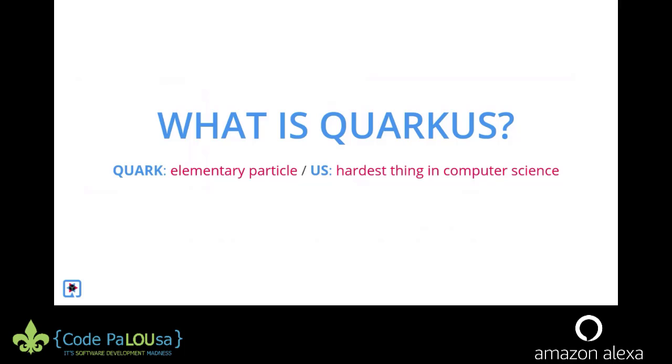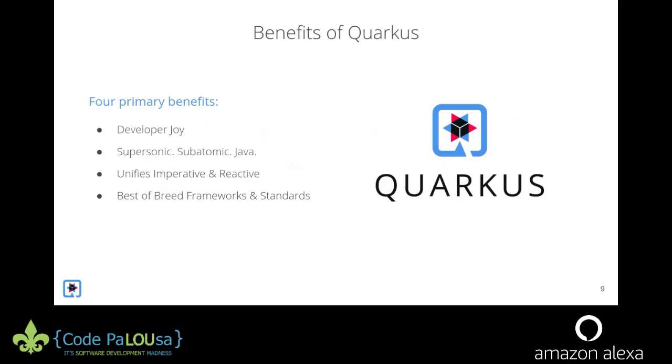So if you're curious about the name, Quarkus: the smallest elementary particle, and of course us. And I think a lot of us will appreciate that we're the hardest thing to work with in computer science, developers and those that work on services. So that's the tongue-in-cheek description of Quarkus.